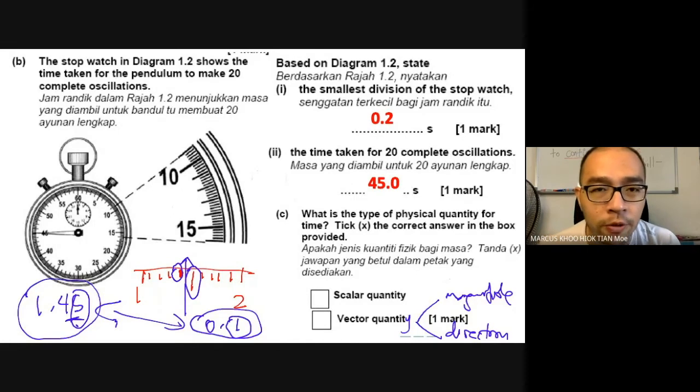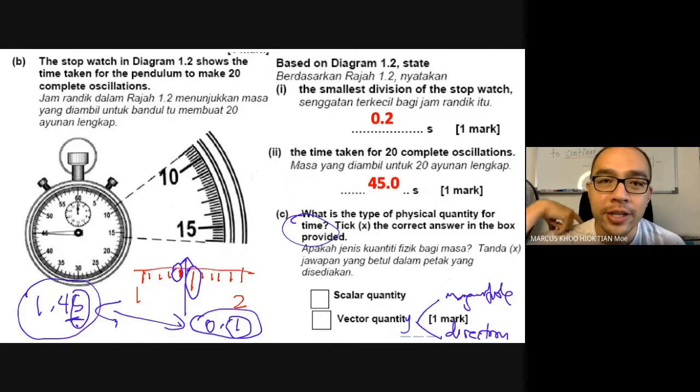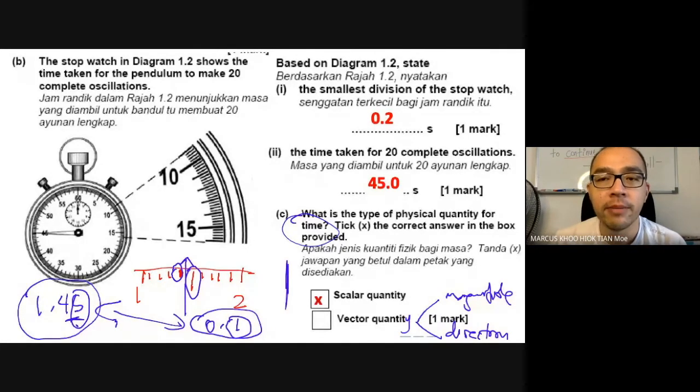At this point of your study in physics, time got no direction one. Okay, you cannot say negative time and positive time. So we call it a scalar quantity. These are all basic stuff. Everybody, please make sure you get this.